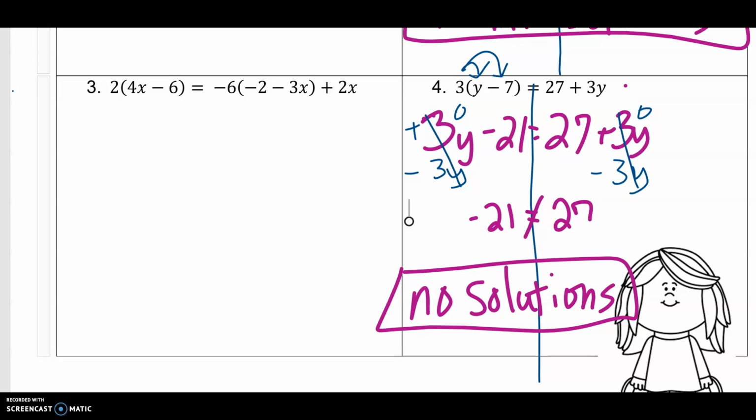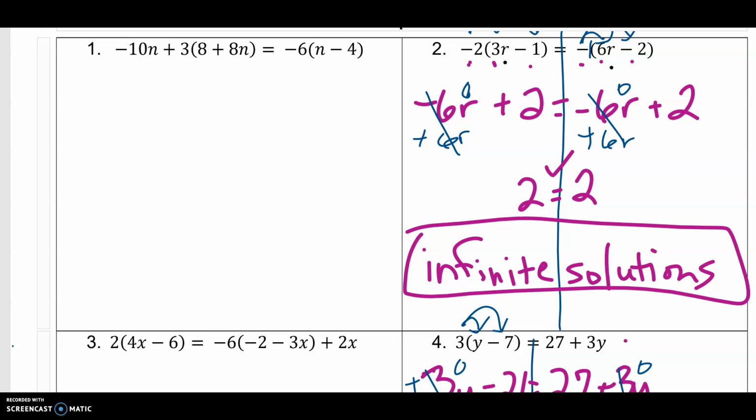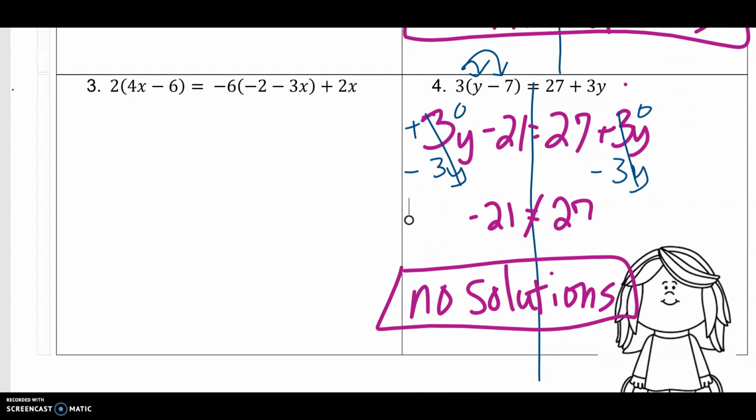So if you lose all of your variables and you get a true statement, like in number 2, then you have infinite solutions. If you lose all your variables and you get a false statement, like in number 4, that would be no solution. And those are your 2 special cases.